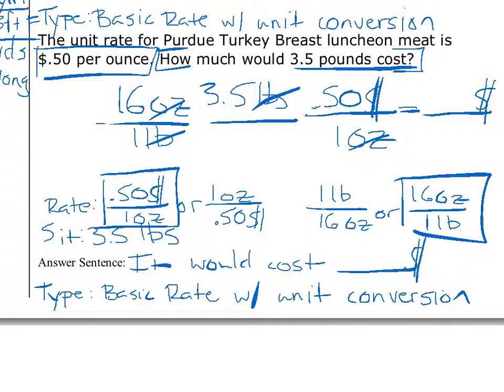And we get 16 times 0.5 times 3.5. I'm going to save you again the math and the time. I'll tell you that 16 times 3.5 times 0.5 is 28. Questions about that problem?